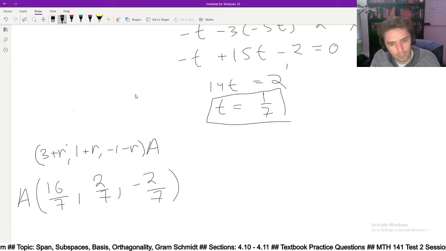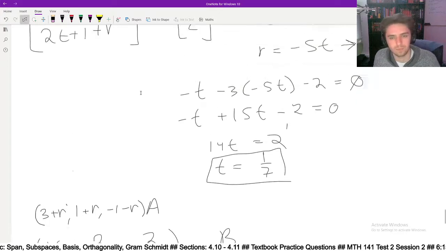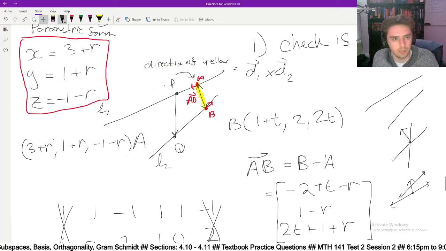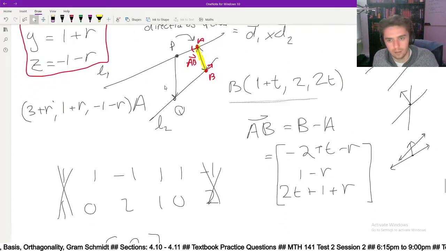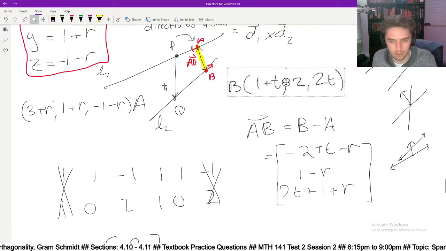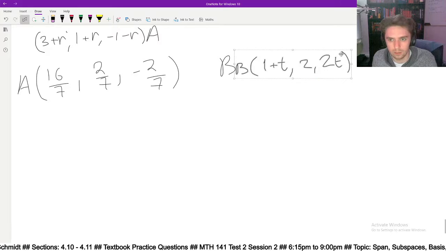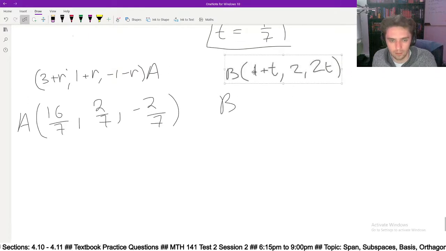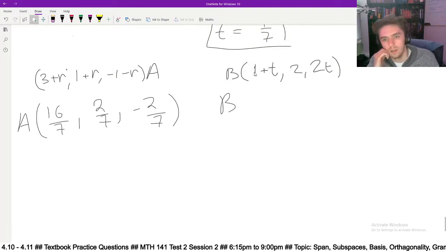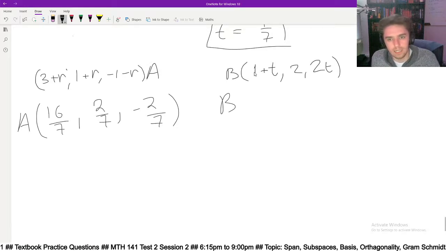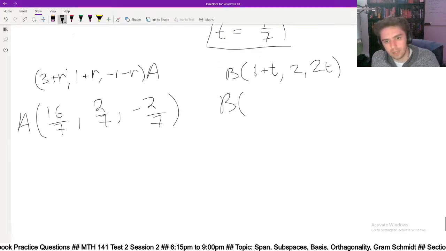So that's point A. Point B is a similar thing. This is point B. Right? So I'll put that up here. So 1 plus T, so 1 plus a 7th, so 8/7.